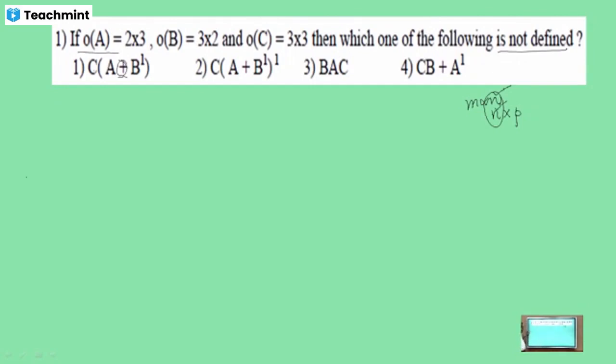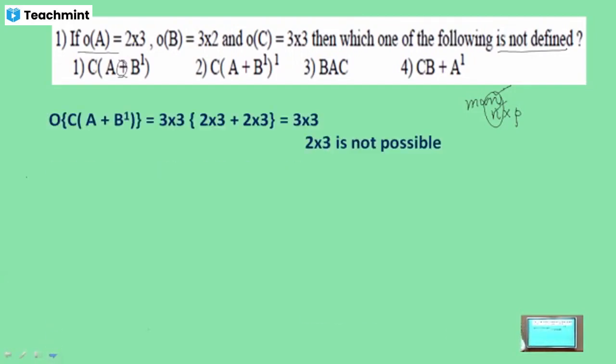If you go to the first option, you know that order of C into A plus B dash or B transpose, C is the matrix of order 3 cross 3. A is the matrix of order 2 cross 3. I want B dash here, means B transpose. Whenever you write the transpose of the matrix B, which is of order 3 cross 2, it becomes 2 cross 3. So that the resultant is, what happens? C matrix order 3 cross 3.